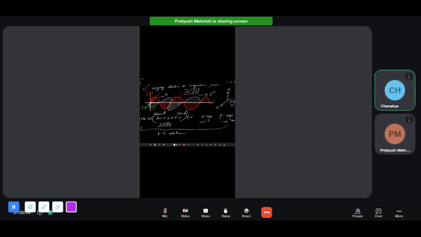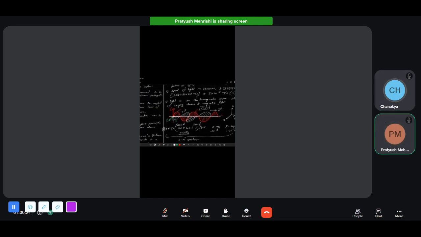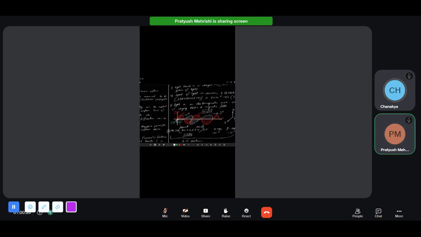Getting the point? Speed of light will remain same. Speed of light will remain same, but for different colors, lambda is different, and that's why their frequency will also be different. Getting my point? Yes, sir.